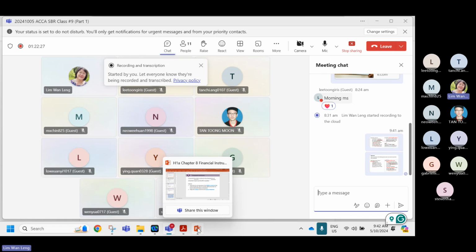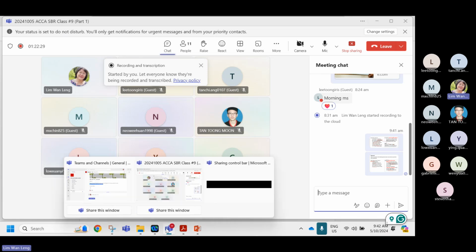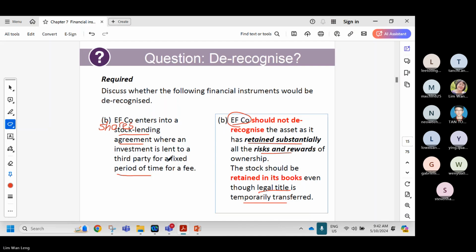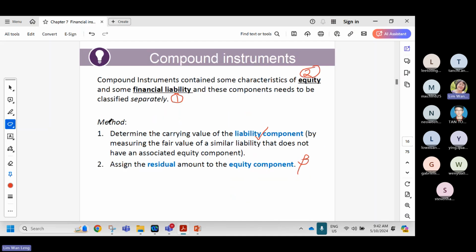Okay, on the de-recognition portion, yeah. And then this one, I think you can just fill in your blanks. Equity and the liability components.